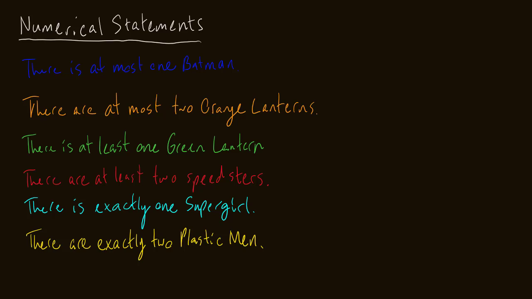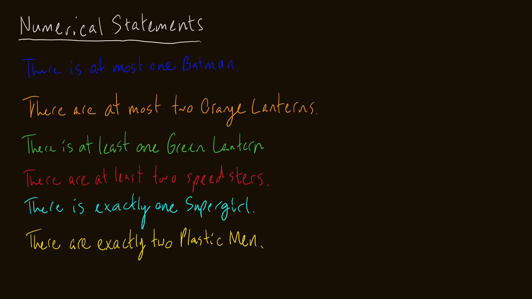We want to know how to translate three different types of sentences. We want to know how to translate "there are at most" sentences, "there are at least" sentences, and then "there are exactly (insert number here)" sentences. So we're going to start with our first example. There is at most one Batman. So how would we say there is at most one Batman?